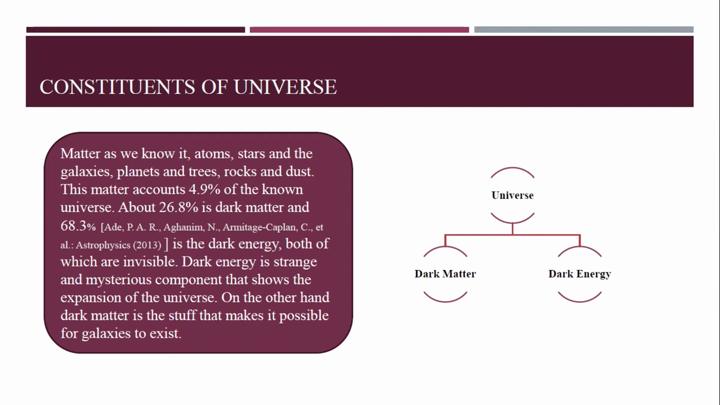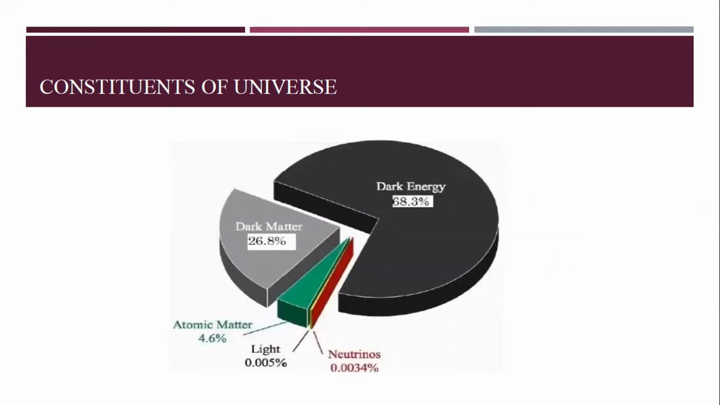And the major constituent of our universe is dark energy, which is a possible way to explain the cosmic acceleration. Dark energy consists of 68.3% of our universe according to Planck data. So this is a picture of the constituents of the universe, which consists of many constituents, but the major constituents are dark matter and dark energy.